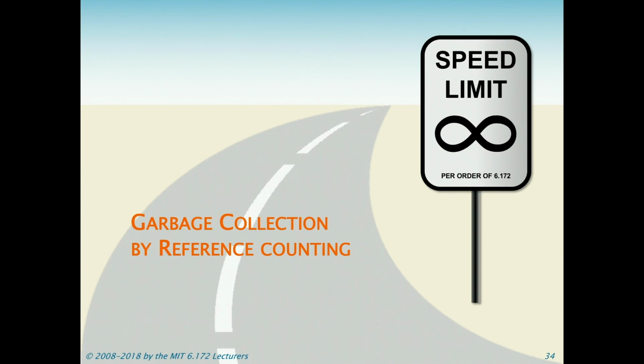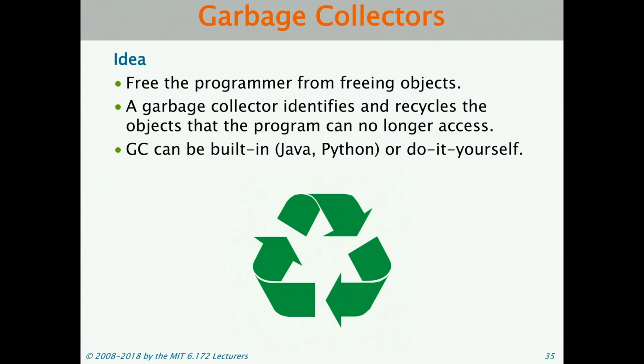This is going to be slightly different from storage allocation. The idea of garbage collection is to free the programmer from having to free objects. Languages like Java and Python have built-in garbage collectors, so the programmer doesn't have to free stuff themselves. And this makes it easier to write programs because you don't have to worry about double freeing and dangling pointers and so forth. A garbage collector is going to identify and recycle the objects that the programmer can no longer access so that these memory objects can be used for future allocations.